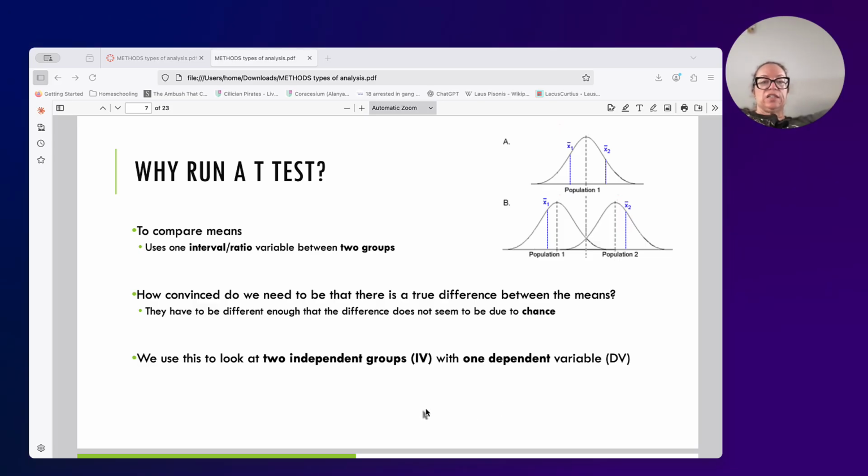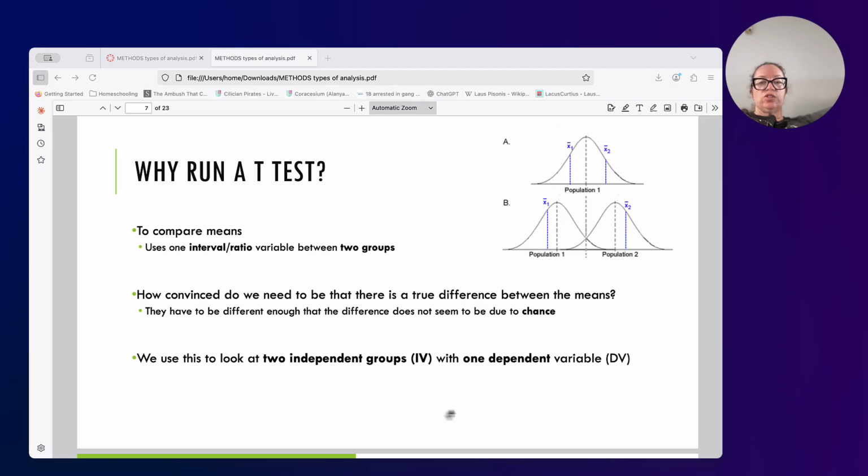So that's what a t-test does. It takes two groups, compares means between those groups, to see if the groups are comparable or not, if they come from the same distribution or not. And this is also going to be based on those p-values. There has to be less than 5% chance that the difference between the groups occurred due to chance.